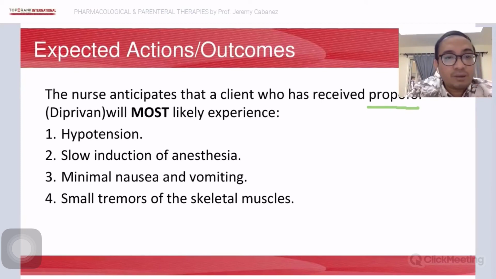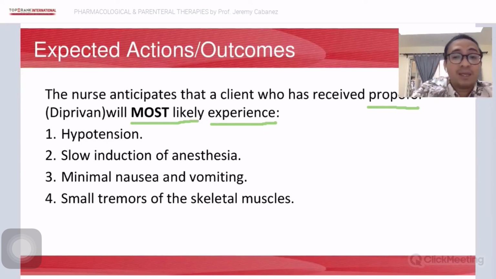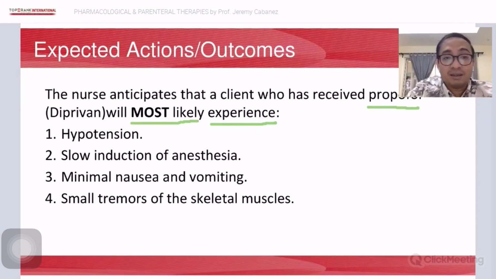So therefore, tinatanong sa'yo, will most likely experience. So sedative siya that will, okay, the client will experience. So ang tinatanong sa'yo, what would be the outcome? Most likely, anong hinihingi sa'yo? The side effect or the expected effect? Usually, ang hinihingi sa'yo, hindi yung side effect. Ang hinihingi po sa'yo dito would be the desired effect of the drug. You are talking about the primary effect of the drug. Okay, so primary effect tayo ha.